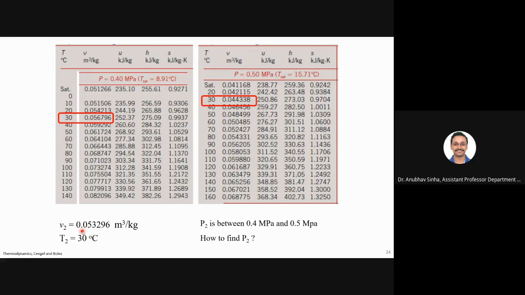So P2 has to be between 0.4 and 0.5. What I am trying to find out is the pressure. I know the temperature, I know the volume. So for 30 degrees Celsius, this is my volume for different pressures. Now I know for sure that P2 is between 0.4 and 0.5. Is this clear to everyone? How am I making this statement?